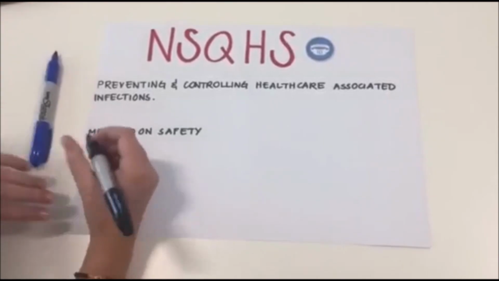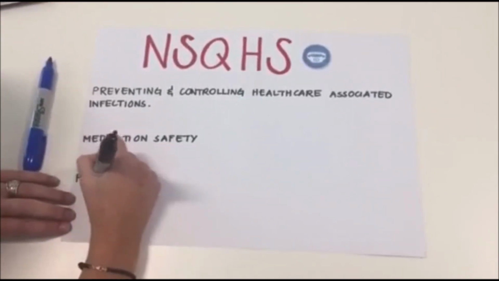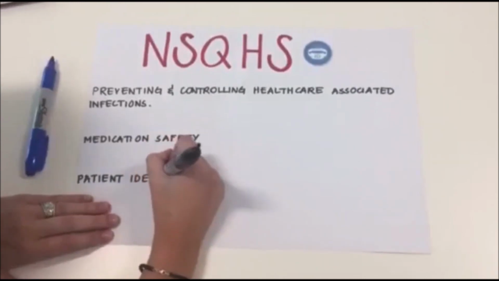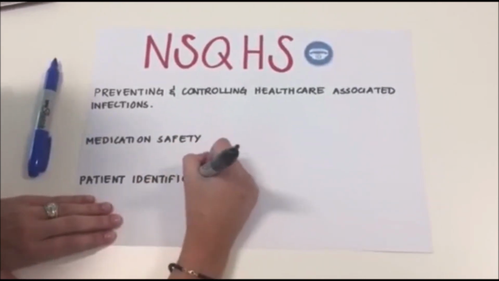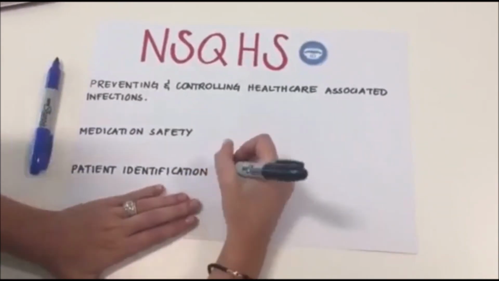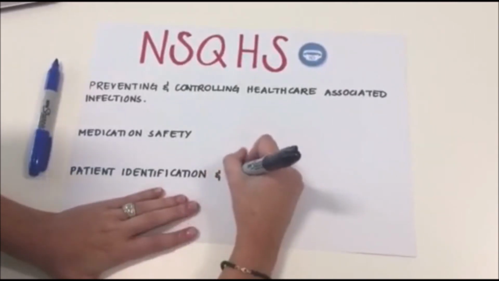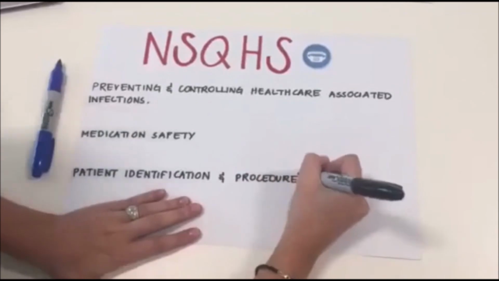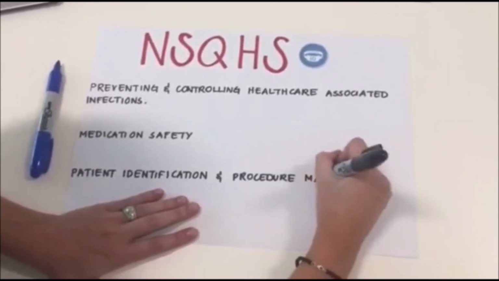Number 5, patient identification and procedure matching, which describes the systems and strategies to identify patients and correctly match their identity with the correct treatment. Always ensure Randell's identification is matched up to his chart, medication documents and wristband before treating to ensure you have the right patient.